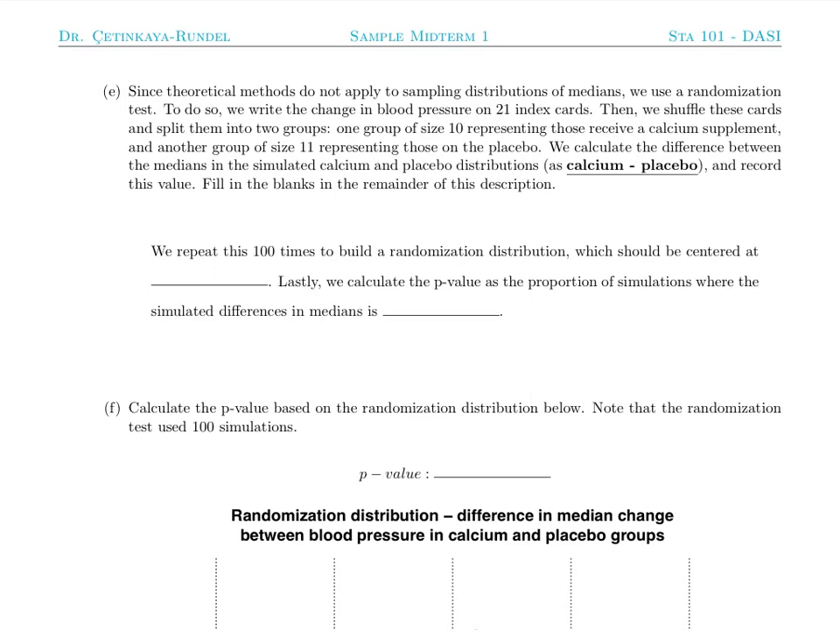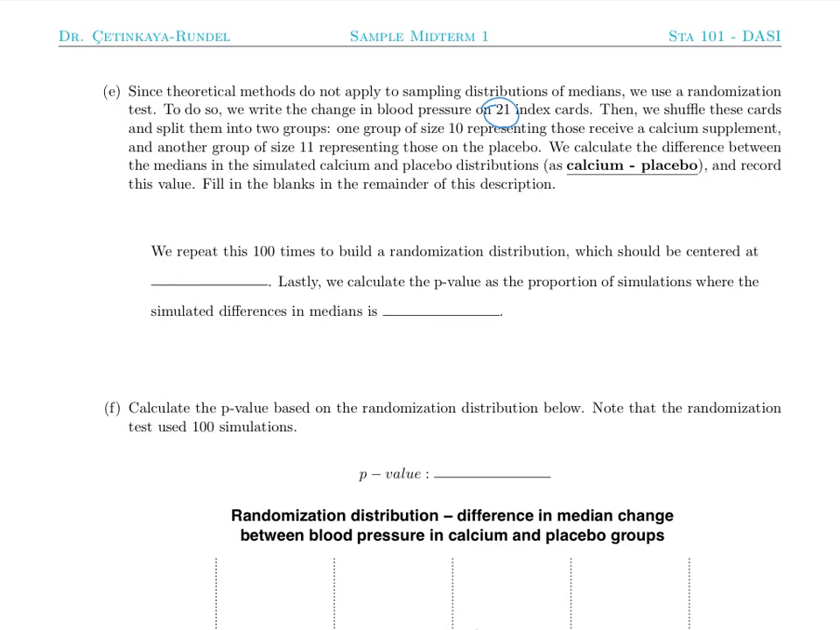I don't know. Theoretical methods do not apply to sampling distributions of medians, right? We're doing a test for medians here. We use a randomization test. To do so, we write the change in blood pressure on 21 index cards. Then we shuffle these cards. Where did the number 21 come from? That's how many people were in our study combined in the two groups. Then we shuffle these cards and split them into two groups. One of them is size 10 and the other one is size 11.